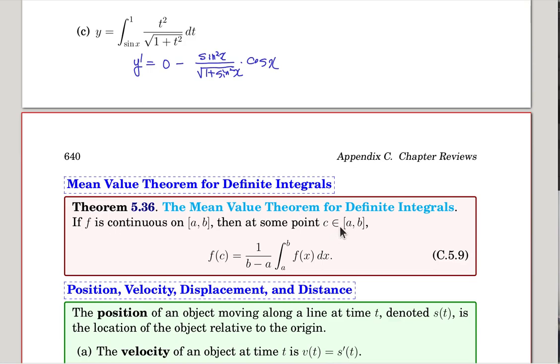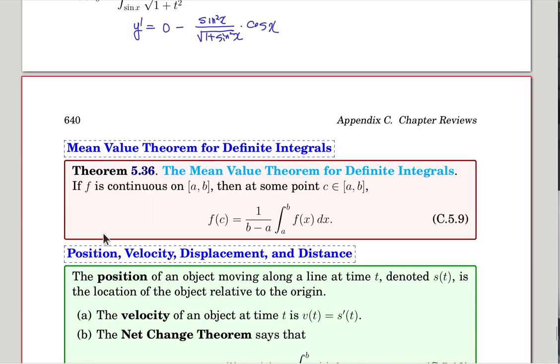Now we have the mean value theorem. Once f is continuous, this is a condition. Once f is not continuous, then this mean value theorem is not true. So if f is continuous, then there is a point c. The existence of such a point c is guaranteed in the interval, such that this average value is the same as the function value at c. That is the mean value theorem.